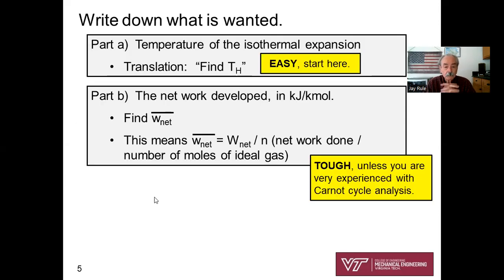Okay, so part A, we're going to write down what we are looking to do. Temperature of the isothermal expansion. We're going to look at the sketch, and the translation of that is find T sub H. That's easy. Okay, if you have thermal efficiency and you have T_L, finding T_H is easy. Okay, then part B, find the net work developed in kilojoules per kilomole. That's going to be tough. That's little w net bar, which is W net in kilojoules divided by N, the number of kilomoles. Okay, so that's what we're looking for in the tough part B.